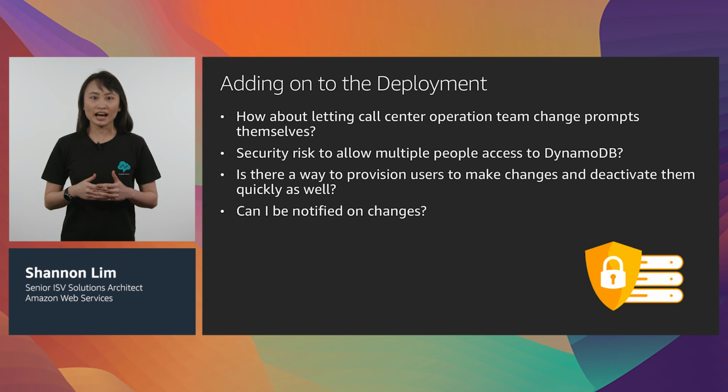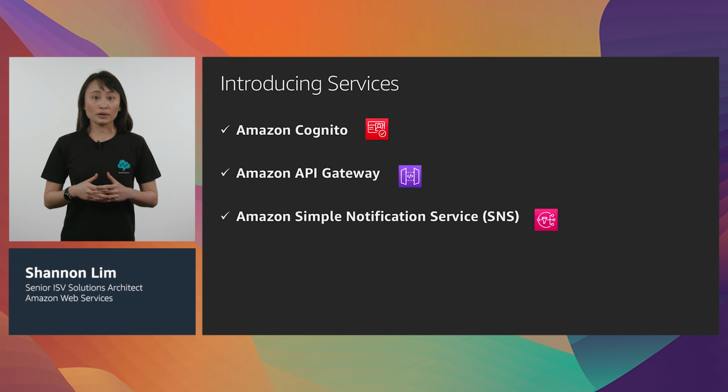We have put together an architecture diagram showing what you can add on to the deployment we have just walked through. For that, we will be leveraging Amazon Cognito, which is a secure and scalable user directory. You can leverage user pool or social and enterprise identity federation. Next, Amazon API Gateway. It is a fully managed service that makes it easy for developers to create, publish, maintain, and secure API at any scale. This will act as the front end for your application.